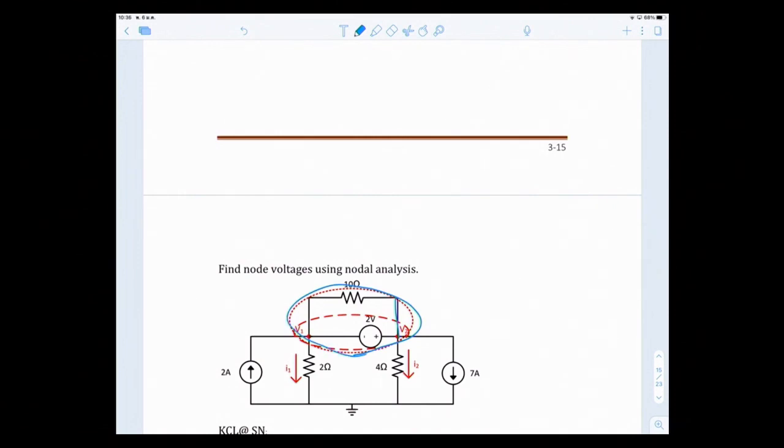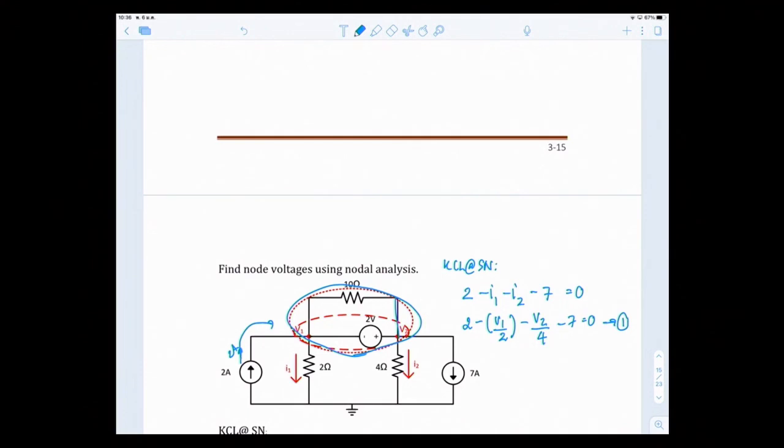If you write down KCL at the supernode, it would be 2 amps going in, positive, into the supernode. I1 is leaving, so minus I1. I2 is leaving, so minus I2. And 7 amps leaving, so minus 7 equal to 0. It is as simple as that. So it becomes 2 minus I1, which is V1 over 2, minus I2, which is V2 over 4, minus 7 equal to 0. So that is equation number 1.